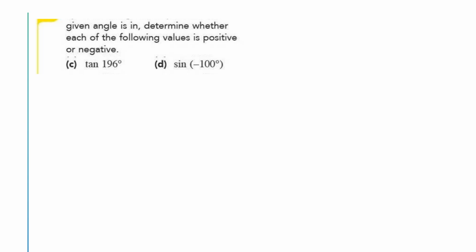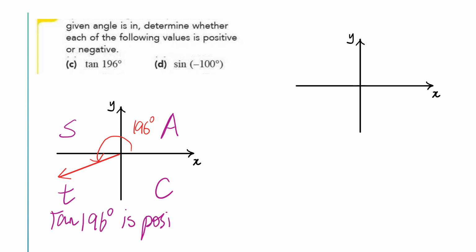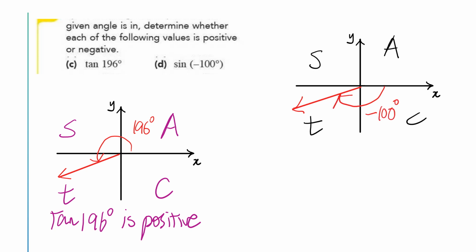Right, let's look at part C. Tangent 196. Tangent 196 is in which quadrant? Third quadrant? Yes, third quadrant. So using your ASTC to guide you, only tangent is positive in the third quadrant. So therefore tangent 196 is positive. Now we are dealing with a negative angle. So you measure a negative angle in a clockwise direction. So negative 100 is in the third quadrant. So under your ASTC, in the third quadrant, only tangent is positive. So therefore sine of negative 100 is negative.